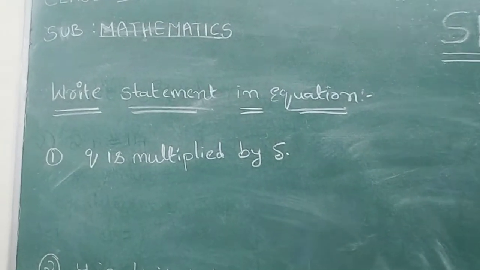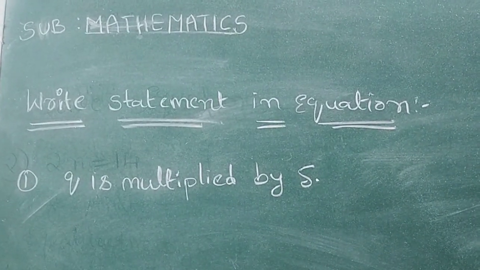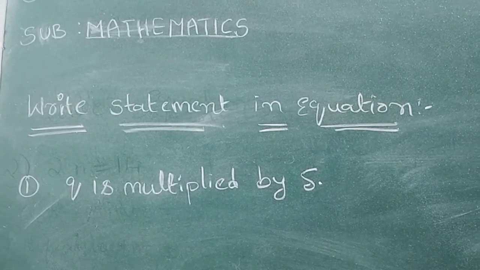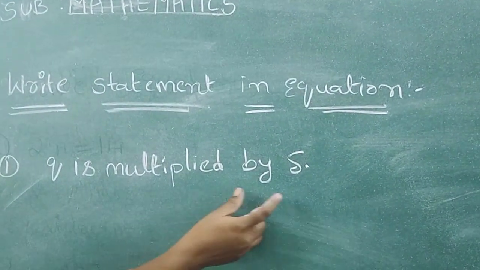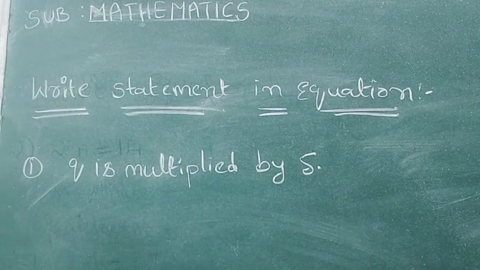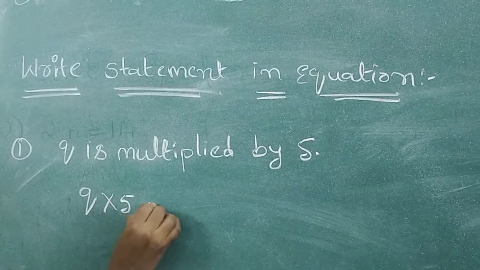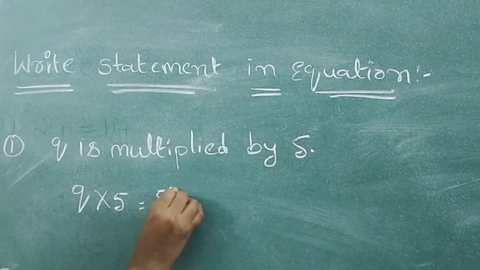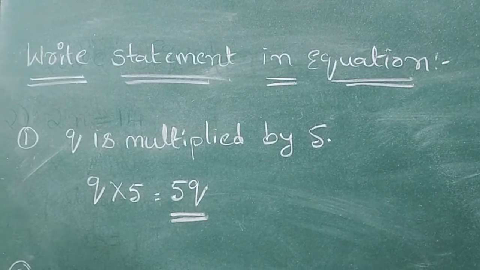Write statements in equations. For example, q is the variable. q is multiplied by 5. That is q into 5. That is 5 into q. 5q.